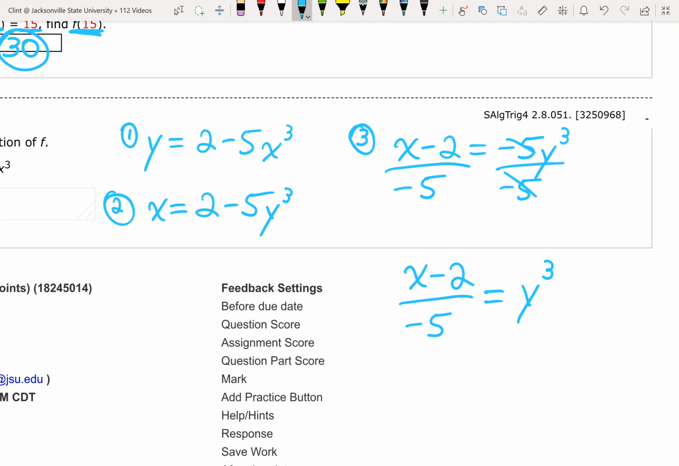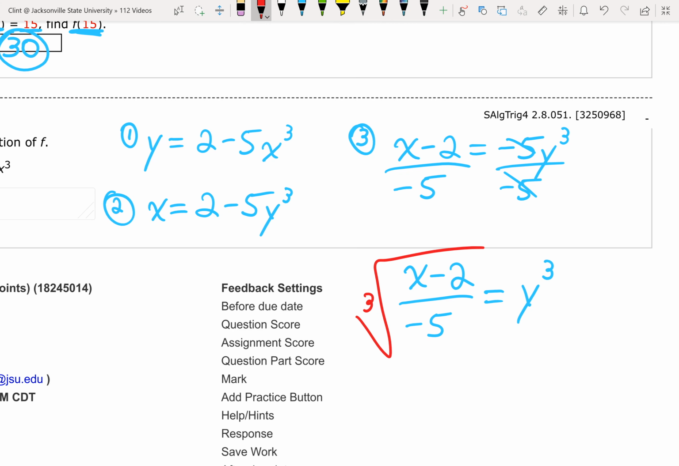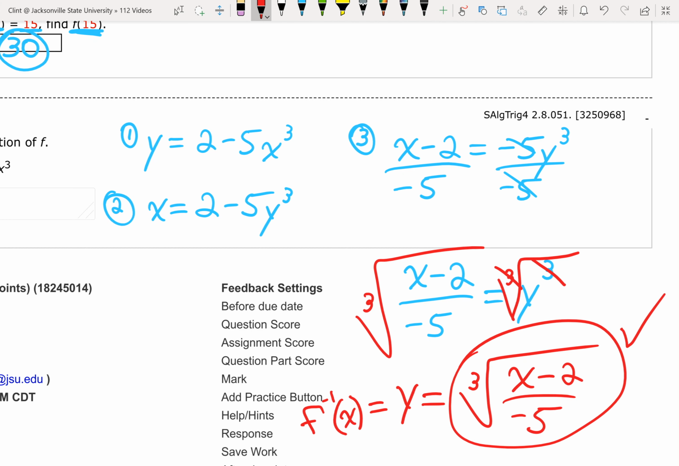But we don't want y cubed. We got to get rid of that third power somehow. So the way we do that is we take the cube root of both sides. Those will cancel. So y equals the cube root of (x minus 2) over negative 5. Okay, so there's our new function. This is f inverse. Okay, so this will be our answer here.